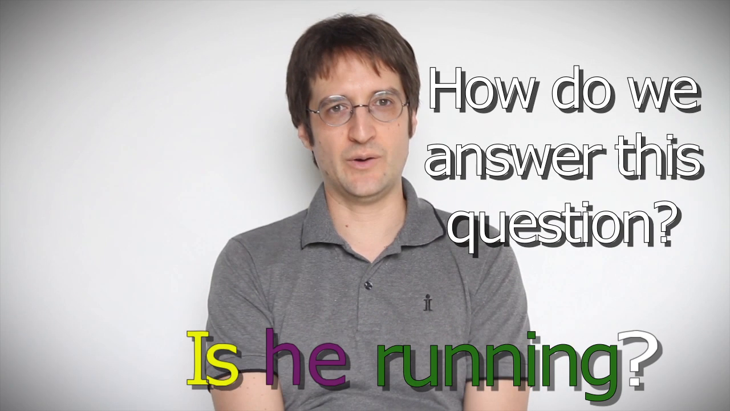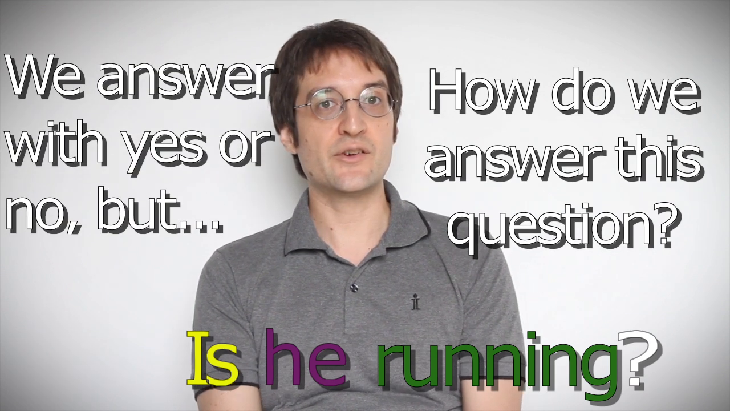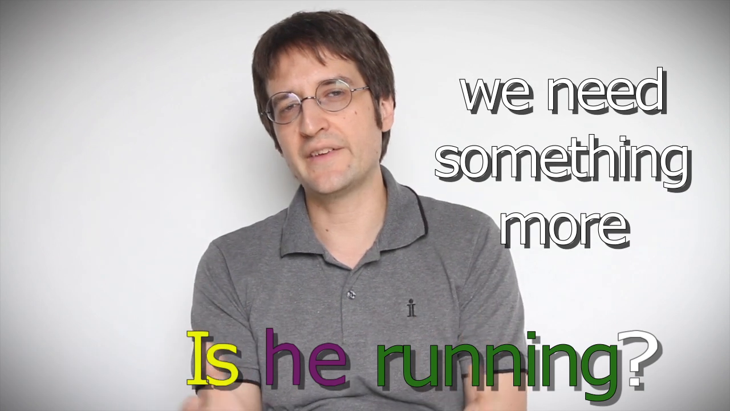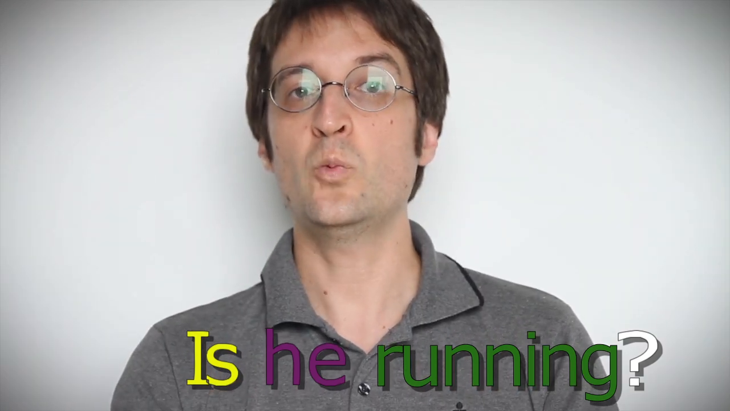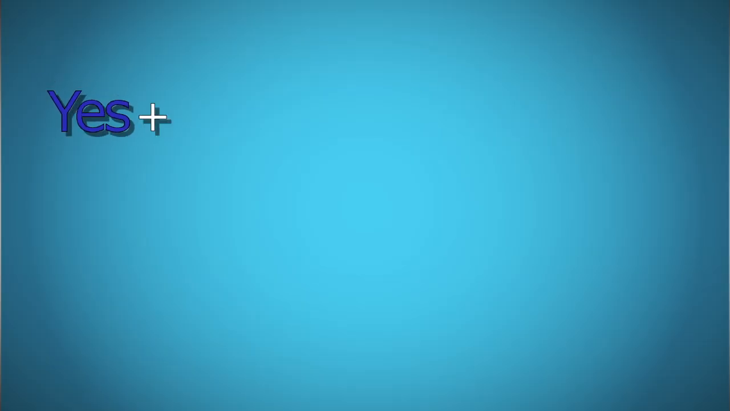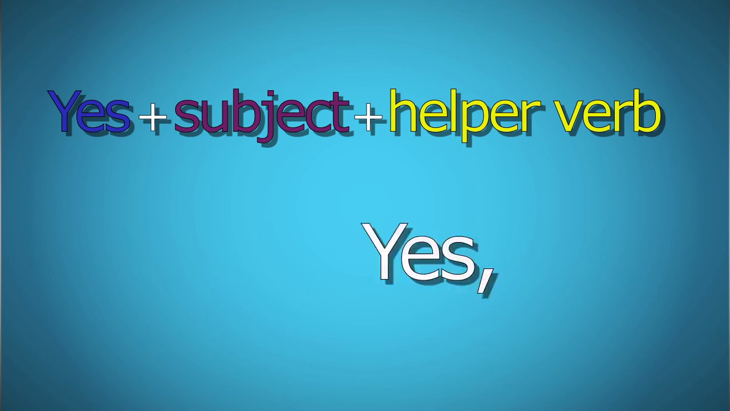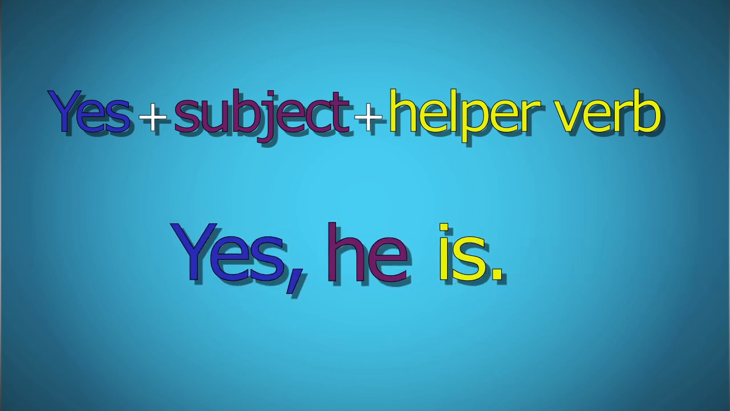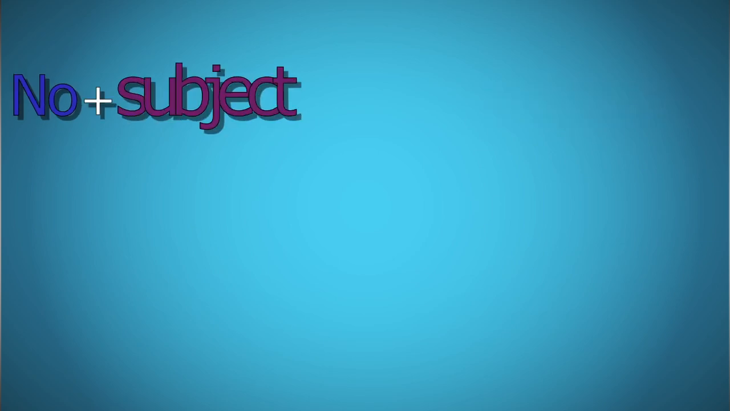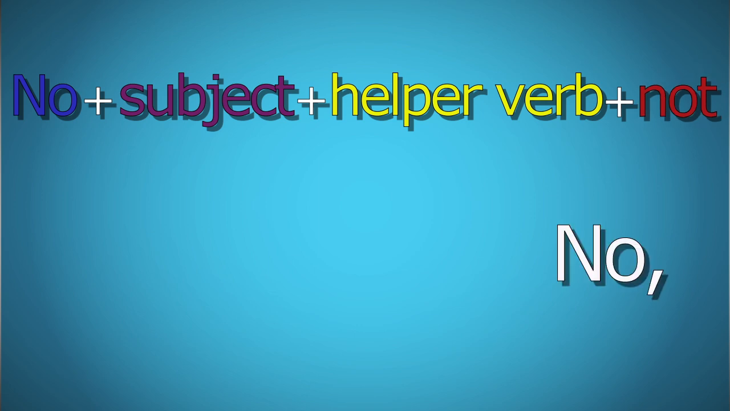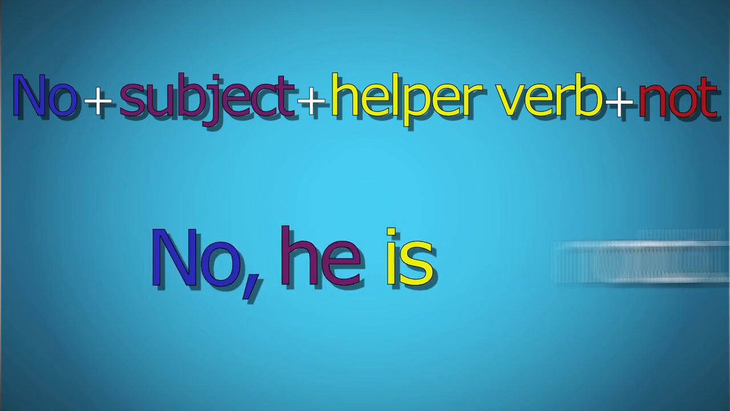Well, how do we answer this question? Well, we answer with yes or no, but we need something more, not just yes or no. So, what we do is we use yes, and then the subject, and then the helper verb. So it would be, yes, he is. If we answer with no, we use no plus the subject, plus the helper verb, plus not. So it would be no, he is not.